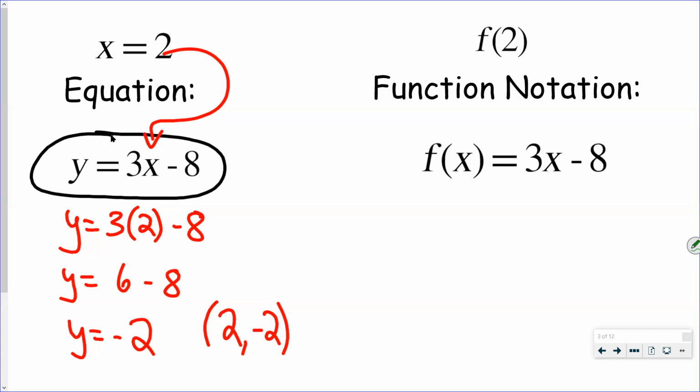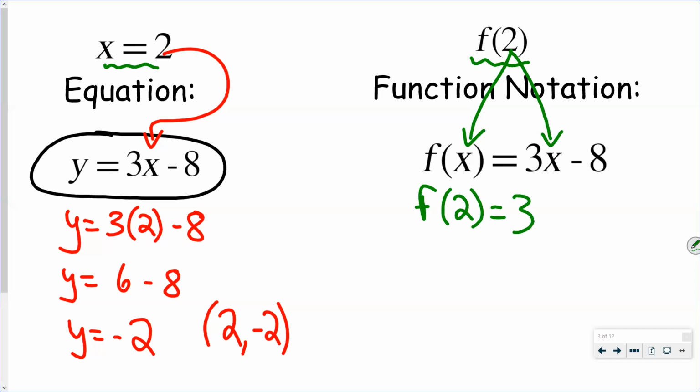Well, if we look here, we did x equals 2. Now I have this f of 2. What this tells us is this 2 is in place of this x. And that's what we're going to do in this equation. We're going to input that 2 in place of the x. So we're going to do f of 2 equals 3. Rather than x, we're going to put 2 minus 8.